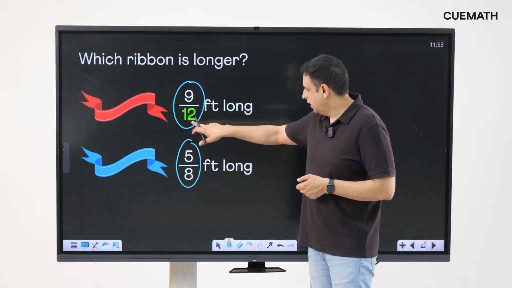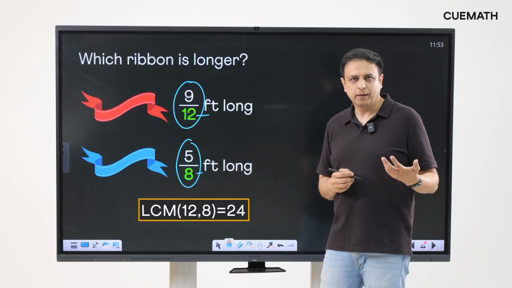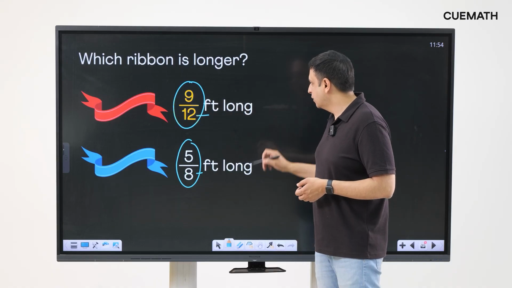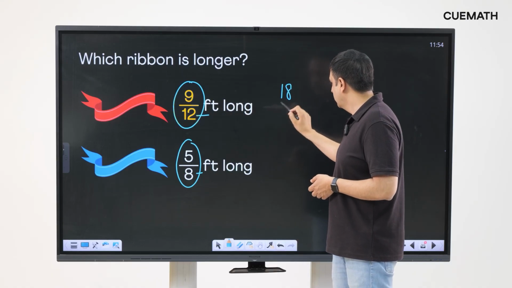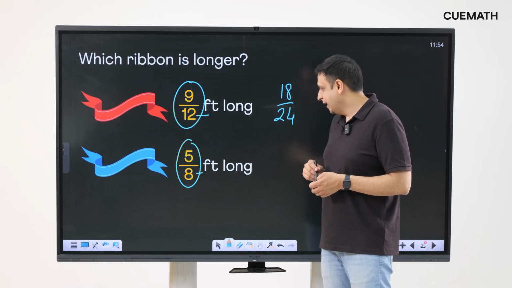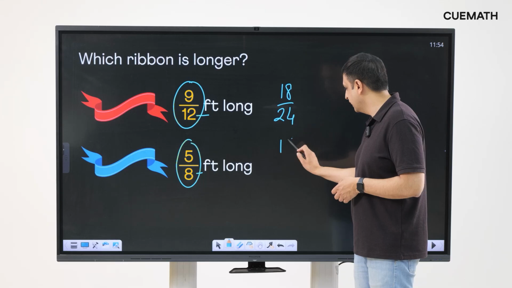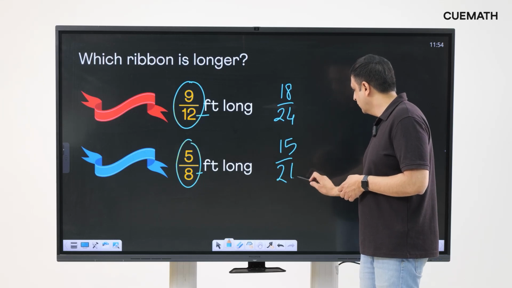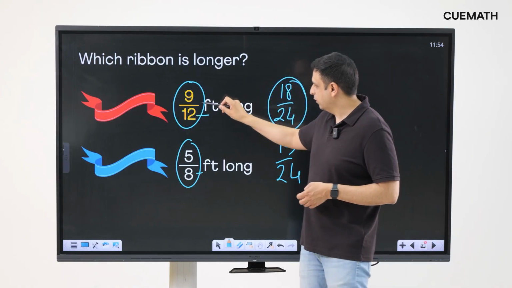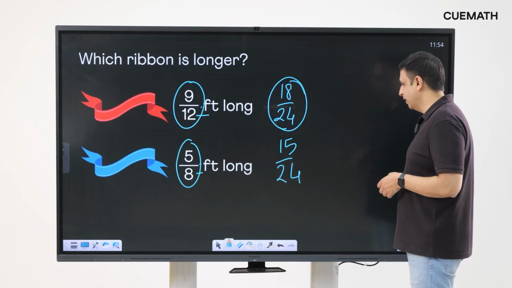So we have our denominators as 12 and 8. The first common multiple of 12 and 8 is 24. So multiply above and below by 2. You get 9 over 12 equivalent to 18 over 24. Multiply above and below by 3, you get 5 over 8 as equivalent to 15 over 24, and therefore this fraction is greater. So 9 over 12 is greater than 5 over 8, and therefore this red ribbon is longer.